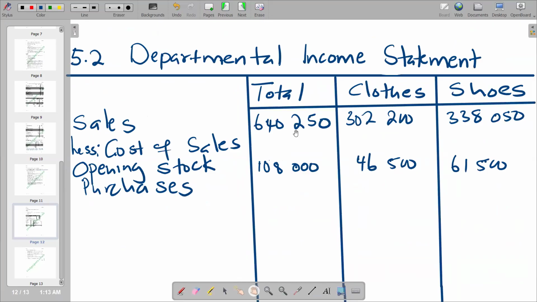And whereby we're saying for clothes, we're going to put 103,400. And then for shoes, we've got 157,640. Those are the figures. So if you add the two figures, you're going to get a total of 261,040. Then we check for carriage inwards.